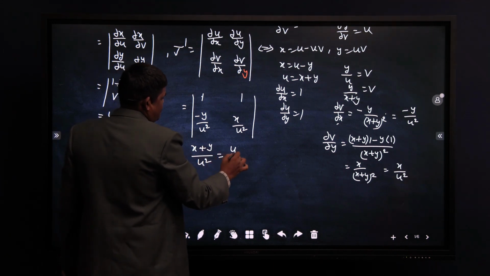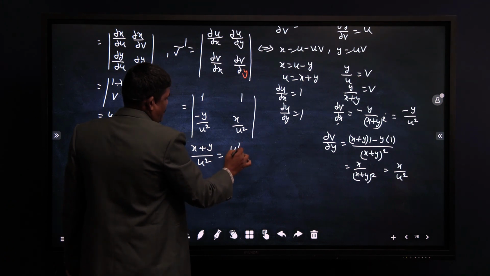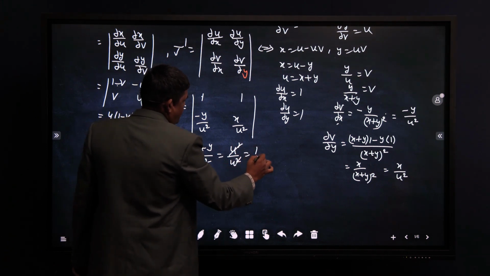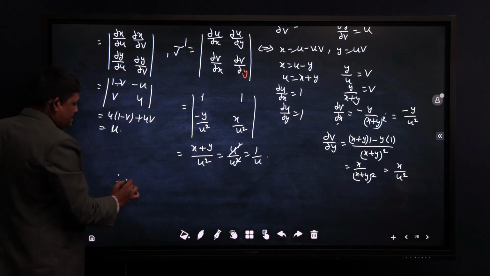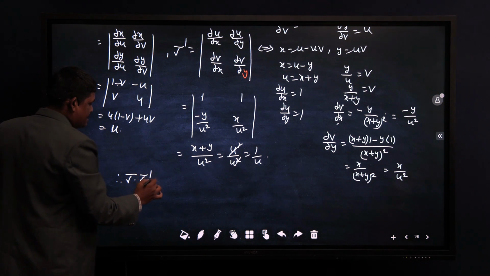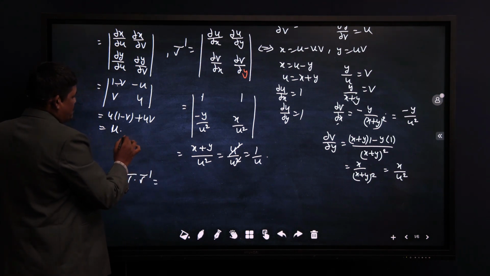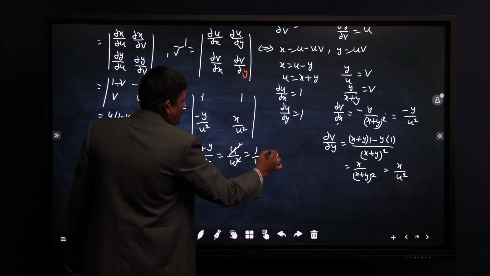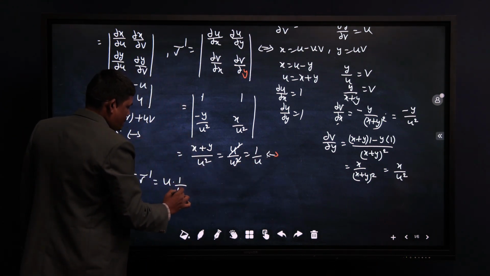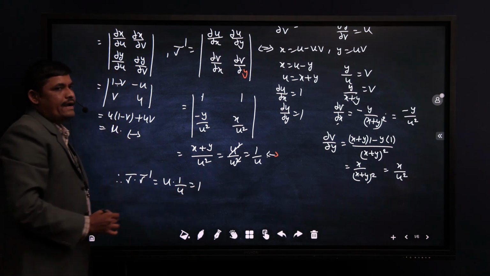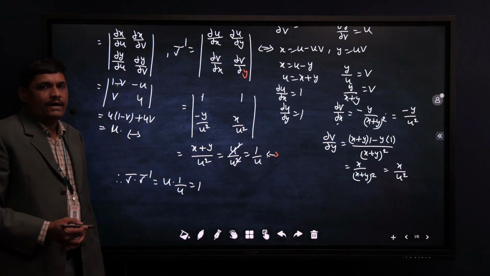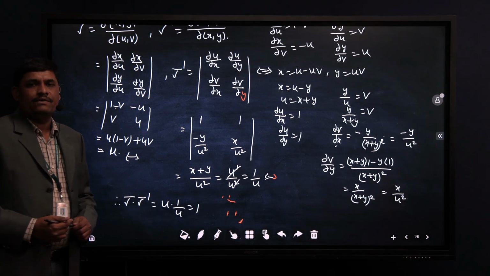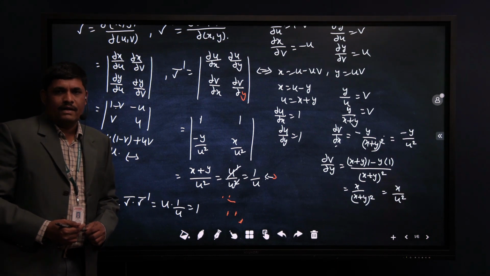I can write this x plus y as u, u square by u, and this u will be cancelled. I got 1 by u. Finally, we observe that j dot z dash is equal to, your j is u here and your z dash is 1 by u, is equal to 1. Hence proved that j into z dash is equal to 1. We noted that the property was proved by one example.